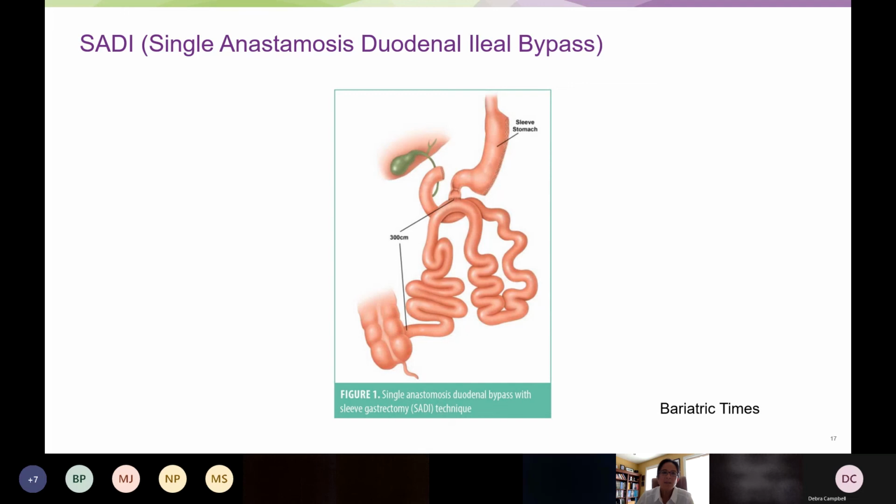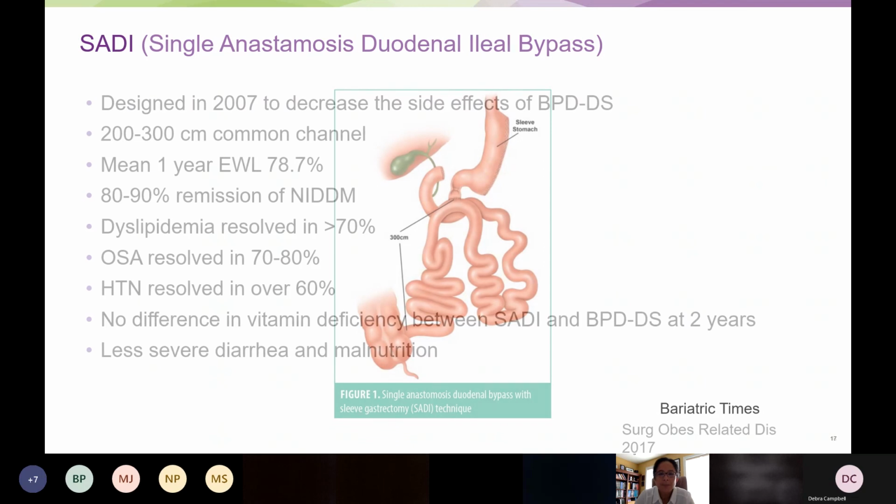The SADI, or the single anastomosis duodenal ileal bypass, is just like almost the duodenal switch. The only difference is there's one anastomosis. Essentially, the biliopancreatic limb leads into that single anastomosis, and then the alimentary limb is longer, it's about 200 to 300 centimeters. Next slide.